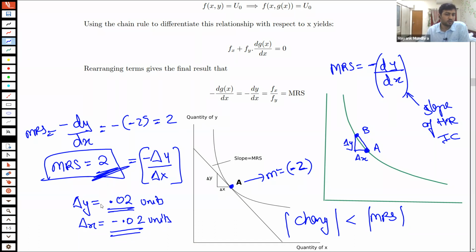Because your MRS was 2, which means that in order to be indifferent, if somebody gives you 0.2 units of y, you were willing to give away 0.01 units of x, but you had to part with 0.02 units of x. So what happened is that you were willing to do this trade, but the trade you had to do was this and this. So you are at this point instead of this point. You get the same small amount of y, but the change in x is now larger than what you were willing to do in order to remain indifferent. Okay, so if the ratio of change is lower than the ratio of MRS, then you have become worse off.